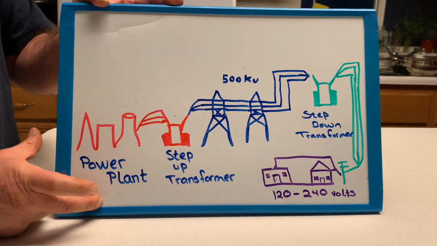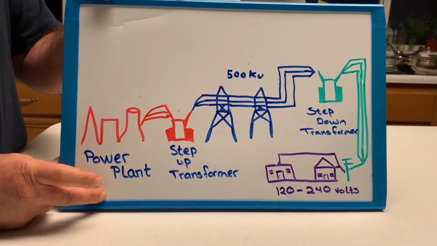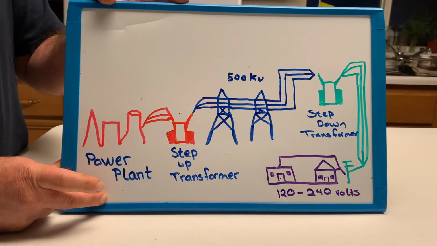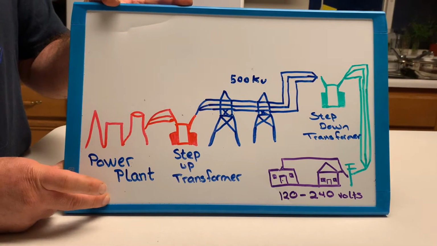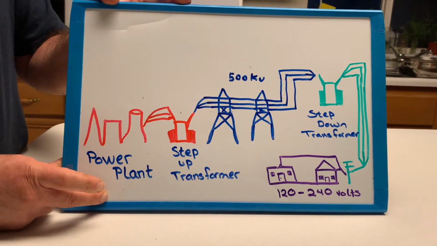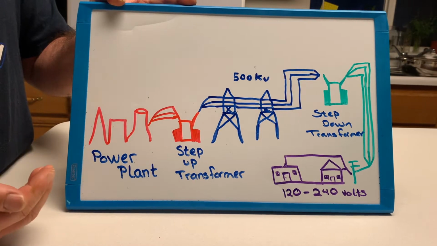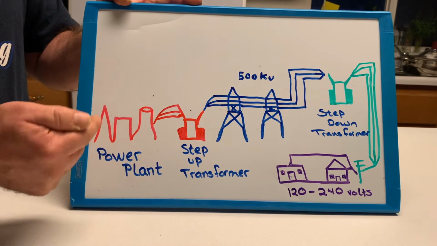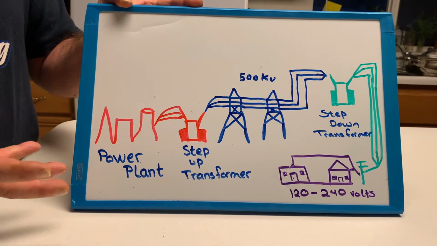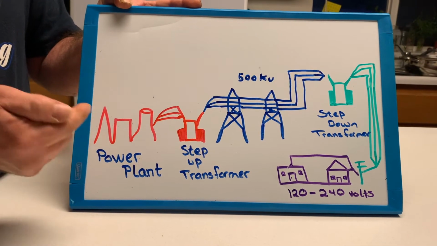So here you have a power plant, and it could be a coal-burning power plant, or it could be oil, or natural gas, or hydroelectric, or nuclear. All of them are designed to basically turn turbines, which spin generators, which then create power. That power is made somewhere about 200 to 300 volts per generator in a power plant.